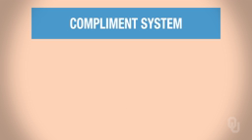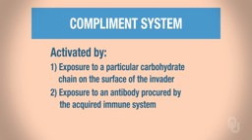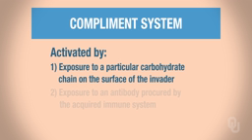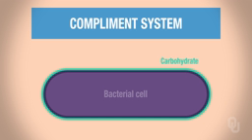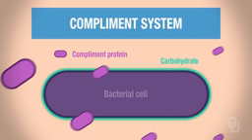Then we have the complement system. The complement system is activated by two different means. The only one we'll discuss here is listed here at number 1. We will discuss number 2 later. But first, let's focus on number 1, when we activate a complement system. So here you have a bacterial cell, and on the surface of it is some carbohydrate. That carbohydrate is recognized by a complement protein. So these complement proteins are floating around in your plasma. That's where they're located. They're in the plasma, cruising around.